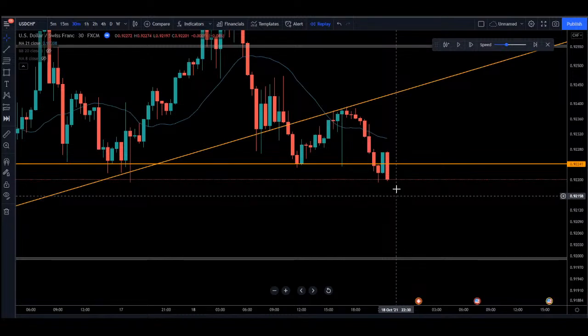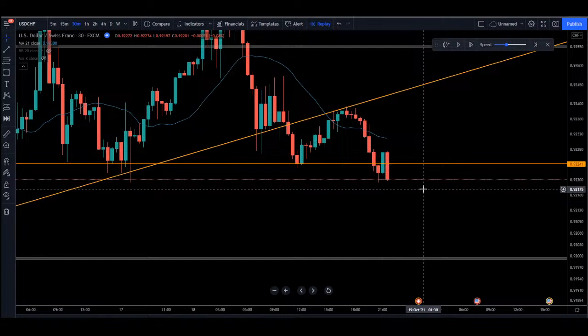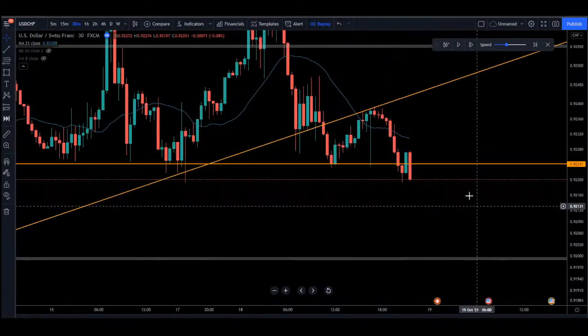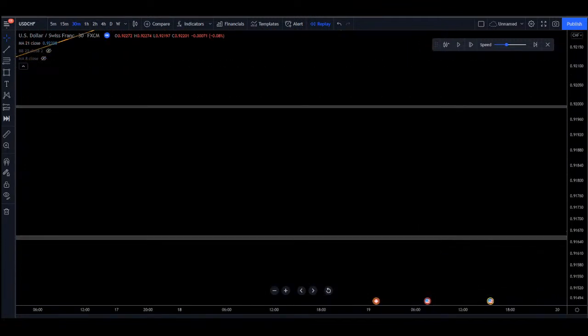how do you identify those false breakouts? That's very straightforward. First of all, you cannot predict false breakouts. Okay? You cannot predict false breakouts. If you want to know how to predict false breakouts, that's not gonna happen. Okay? That's impossible. But what you can do is you can learn how to trade breakouts. Let me tell you how.